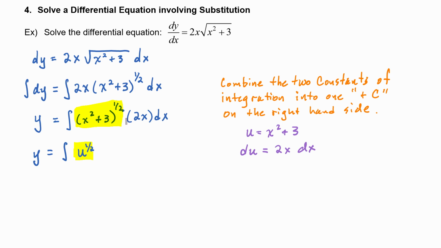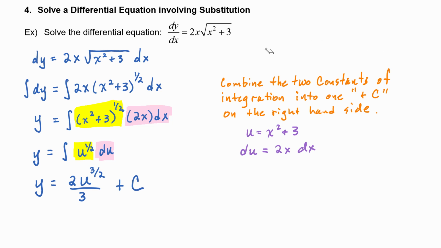And then the 2x dx becomes du. So now we have y equals u to the 3/2 over 3/2. And now we will finally put our plus c.